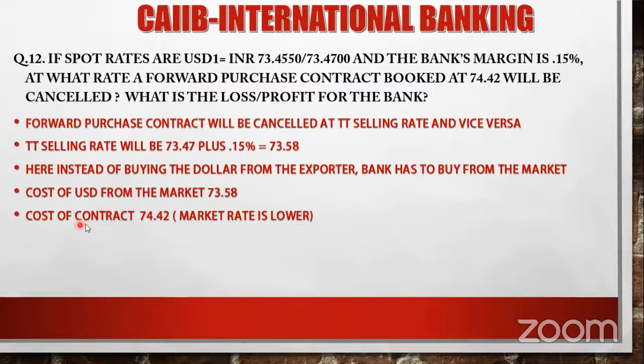So from the bank's point of view, the contract rate is 74.42. Today you are able to get the dollar at 73.58. So it is going to be a profit. What is the profit? You see the difference: 0.84, 84 paise per dollar. Understood or not? Now the profit will be passed on to the exporter or importer.